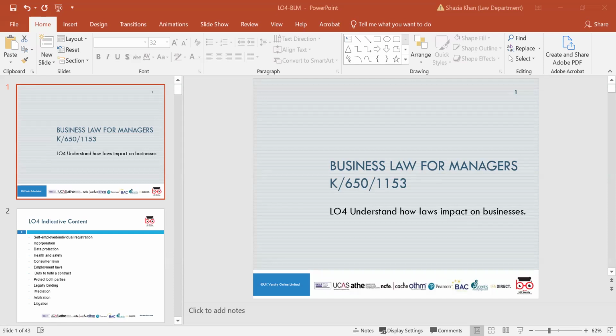And that was learning outcome 3. So we looked at key elements of learning outcome 3. There is an overlap between most of the learning outcomes. So learning outcome 2 and 3 overlap. But now we'll be looking at learning outcome 4.